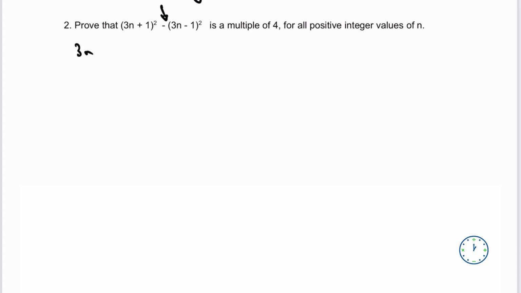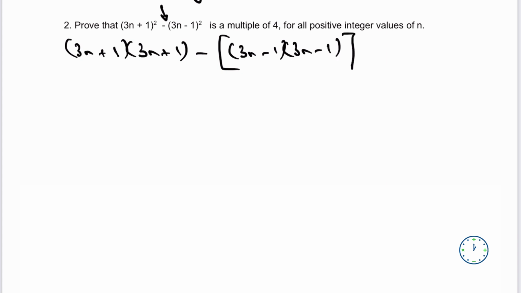So I'm going to write the first one as 3n plus 1 multiplied by 3n plus 1. That bit is fairly straightforward. The second bit, however, I'm going to put into big square brackets, and that's going to remind me then that I have to deal with this negative right in the middle of the solution.